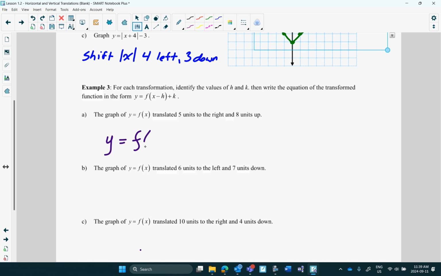So f of parenthesis x minus 5, close it, right? Because it has to be inside the function. So this means take that function f of x, move it 5 to the right, and to move it 8 up, put a plus 8 on the end.